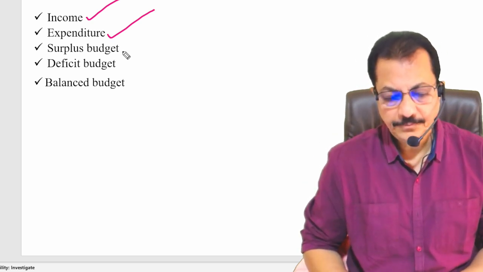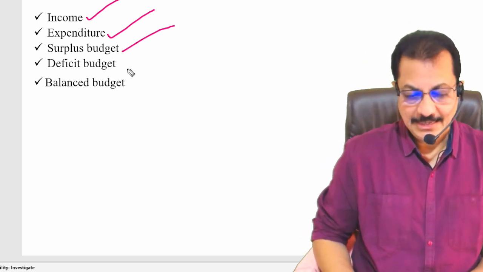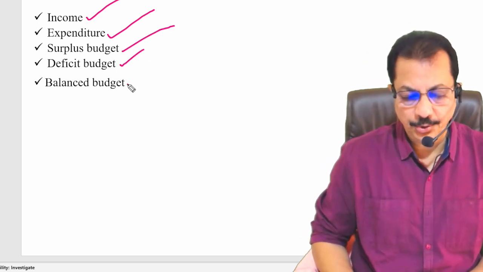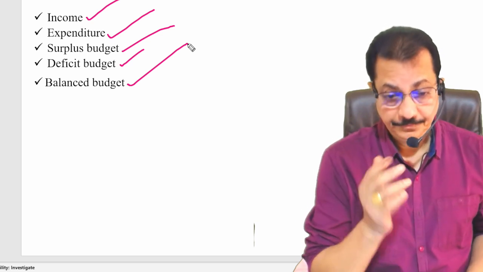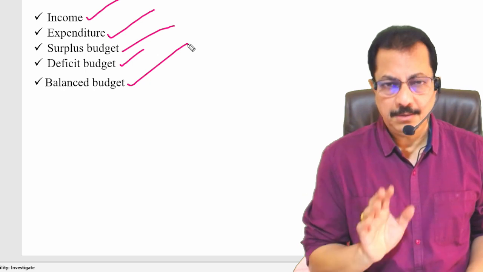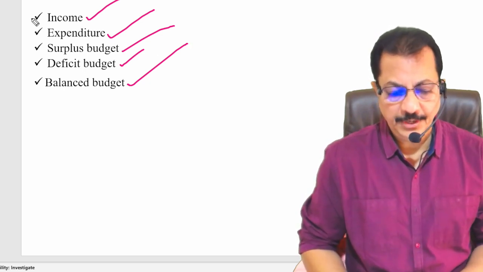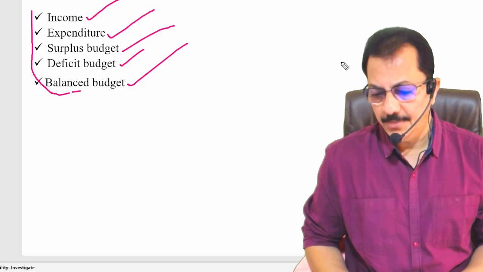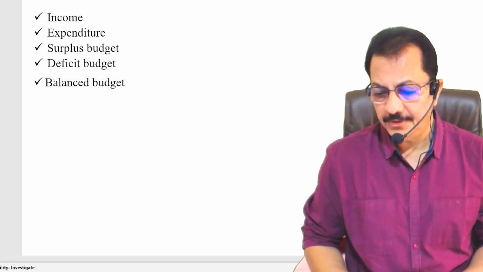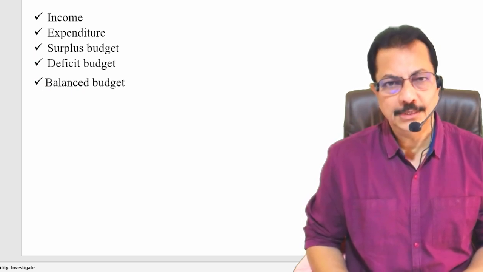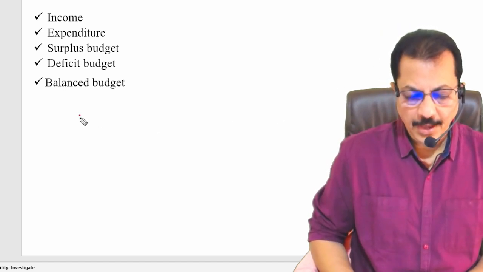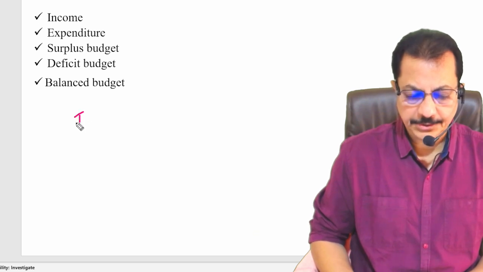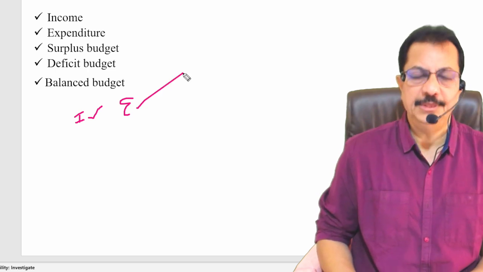Next is the surplus budget, deficit budget and balanced budget. What do you mean by this? All of you who have attended my Indian polity class on budget must be very clear about all these. But anyways, for those people who are attending for the first time and the newcomers, let me tell you this. When it comes to the government, you have both the concepts in the budget. One is income, the second one is expenditure. Both must be there. Clear?